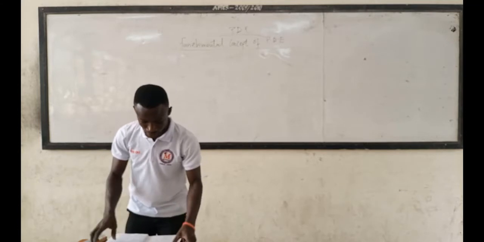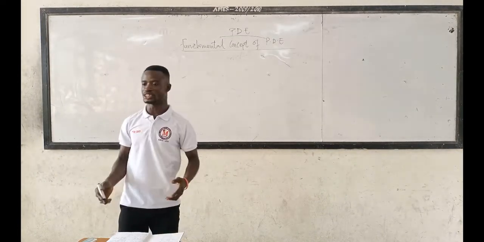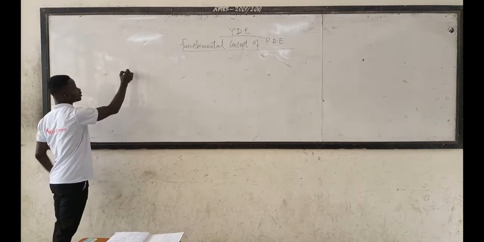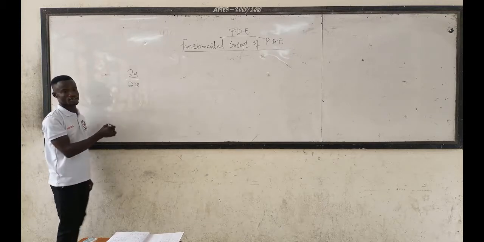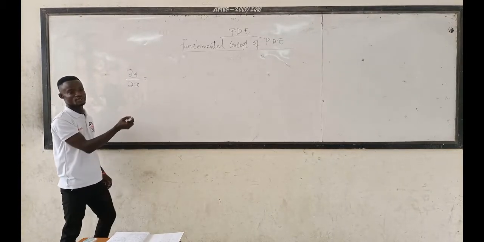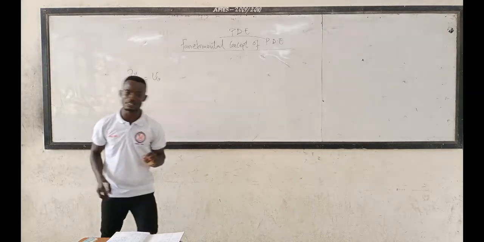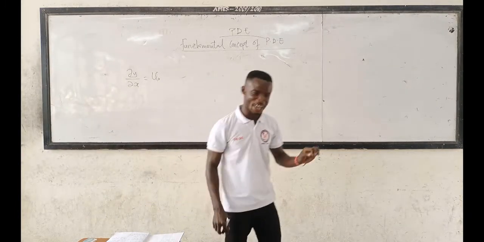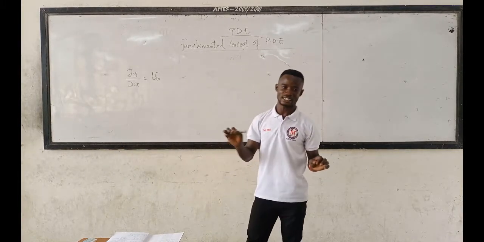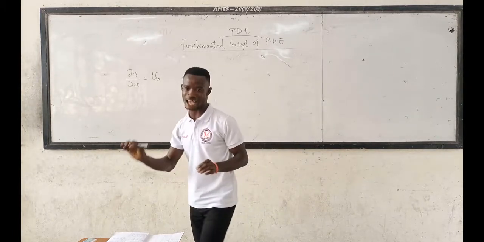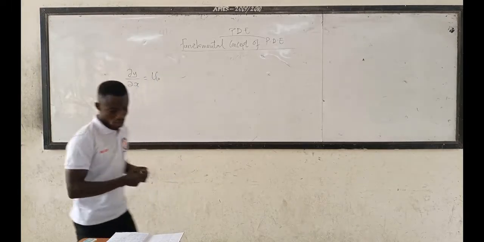So let's now quickly move to the notation in PDEs. For instance, u subscript x. Anytime you see u subscript x, it means that u is the dependent variable and x is the independent variable. That means that we are taking the partial derivative of u with respect to x. I hope it's clear.